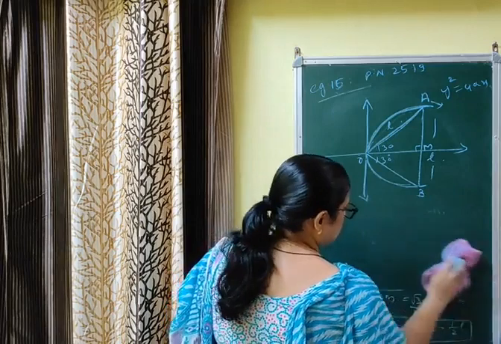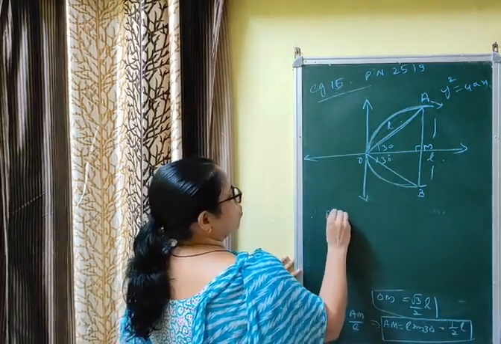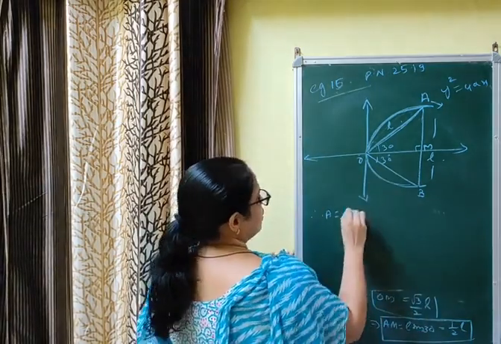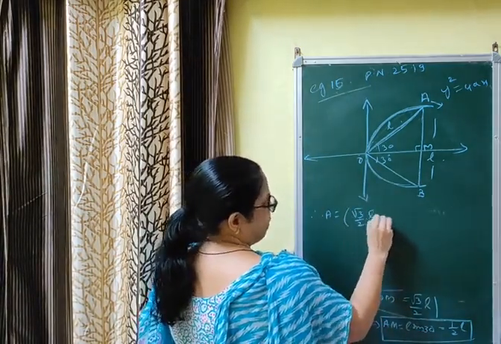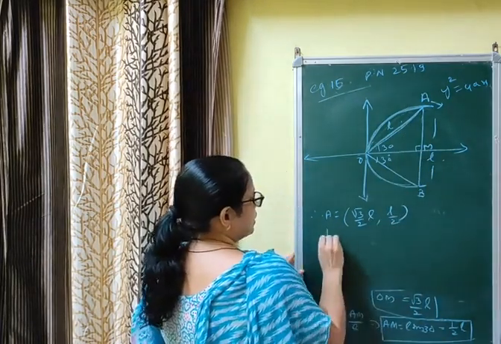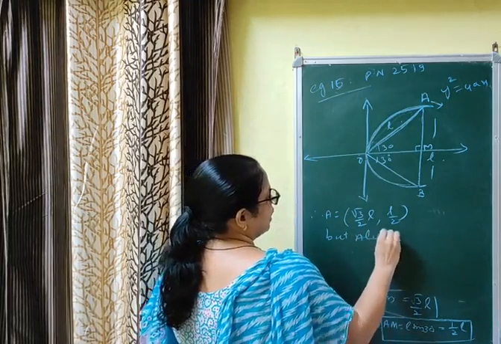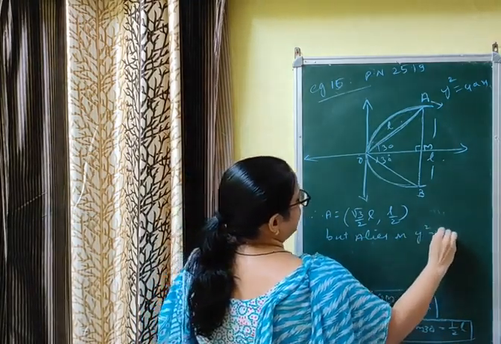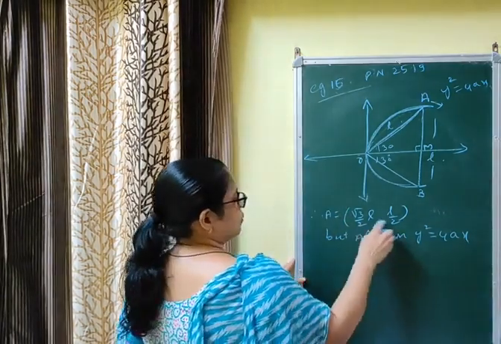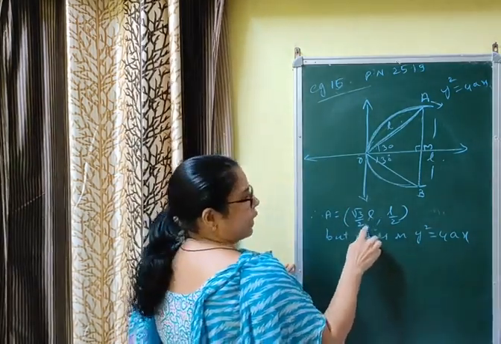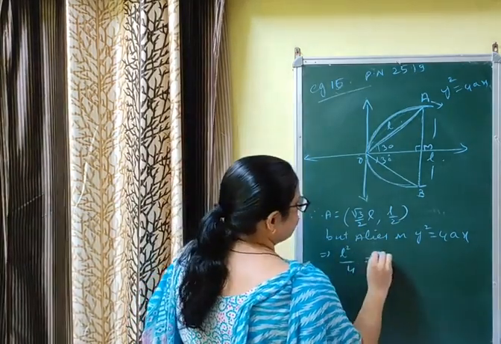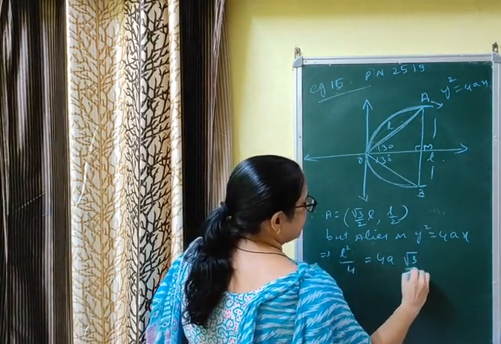Now what is the coordinate of A? First you write the x coordinate, OM, which is root 3 by 2 L, and the y coordinate is L by 2. But A lies on the parabola y square equal to 4ax. Replacing these values by root 3 by 2 L and L by 2, you will get L square by 4 is equal to 4a into root 3 by 2 L.